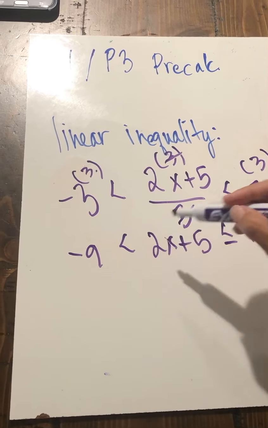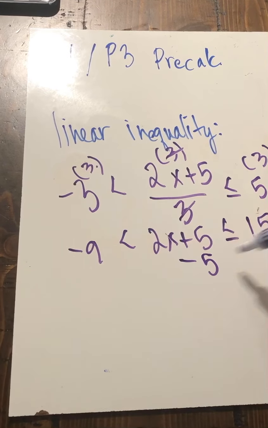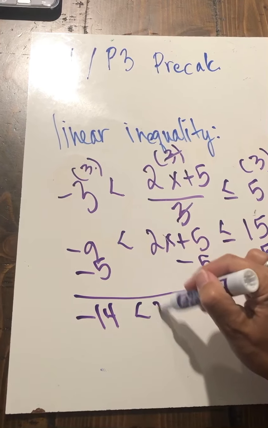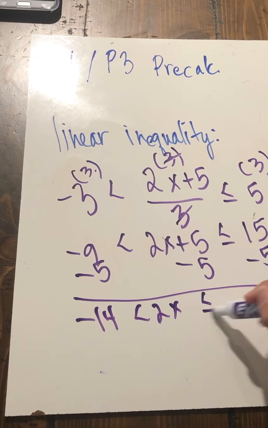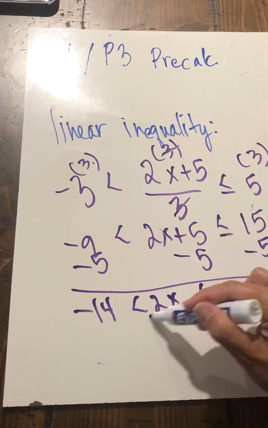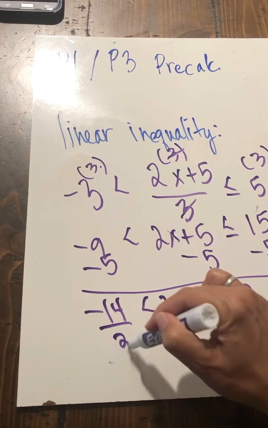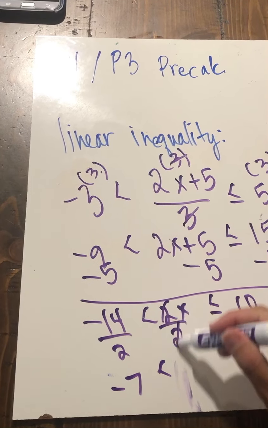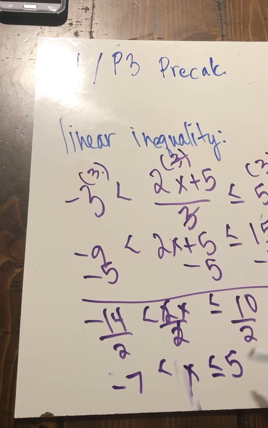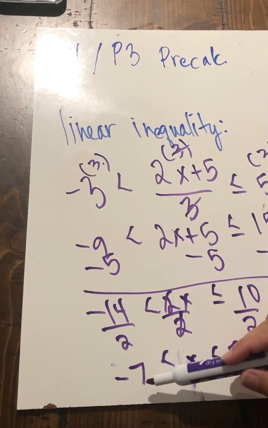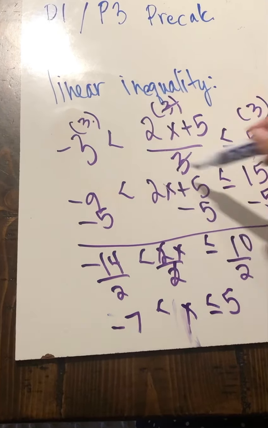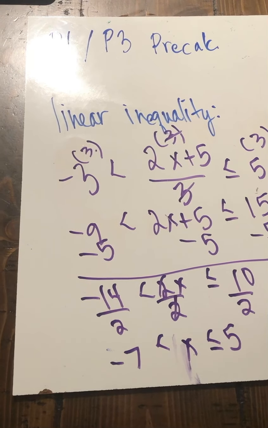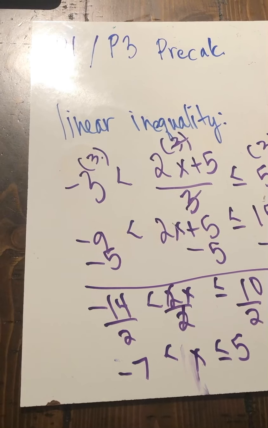Now I'm solving for x. So I want to isolate the 2x. So I'm going to subtract 5 from each side. So I have negative 14 less than 2x, which is less than or equal to 10. Continue to solve for x, so divide each side by 2. So you have negative 7 less than just x, because the 2's will cancel out there, less than or equal to 5. So anything that's greater than negative 7 but less than or equal to 5 will make your original inequality true. This in interval notation would be parentheses, negative 7, comma, 5, brackets.